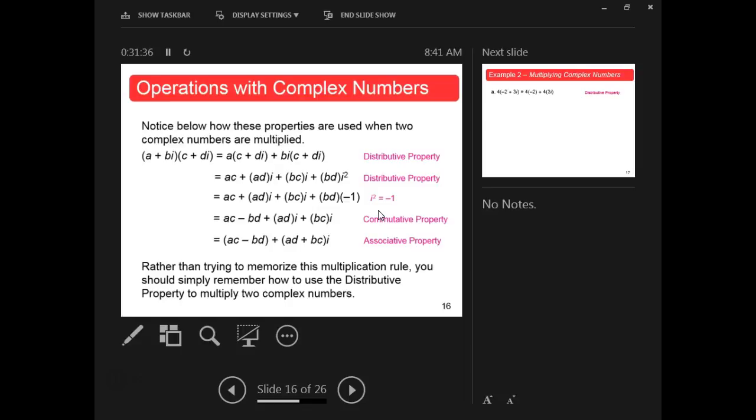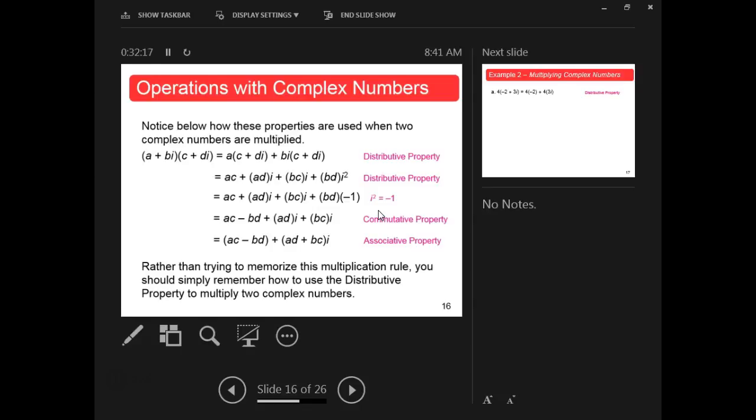What's the first? AC. There's your AC. Okay? Plus ADi plus BCi. So that's AD plus BC times i. There it is. Okay? And then here you get, this is the only snag to this. Okay? When you multiply the last terms, what do you get? BD times, and what is i squared? Negative 1.